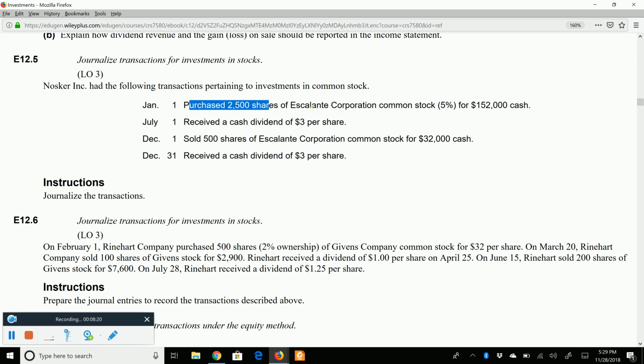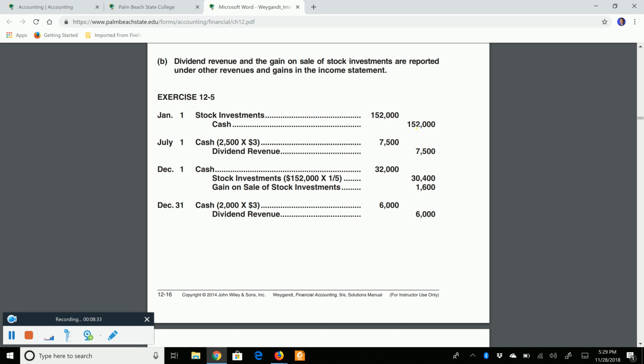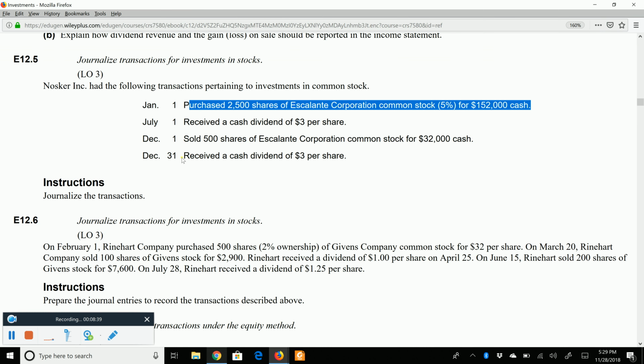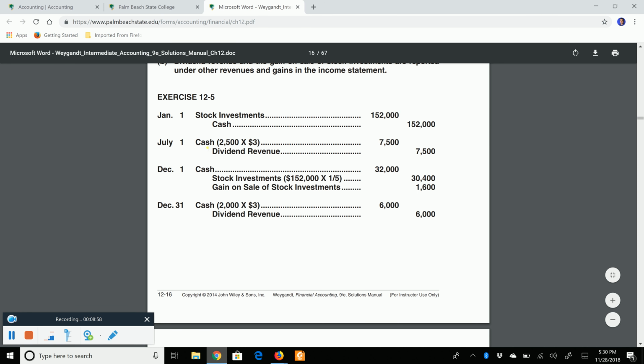Okay, so we said we bought that. Let's read it again. We purchased all of that for $152,000 cash. So, we're going to debit the asset account stock investments, and we wrote a big check. So, we will reduce the cash account with a credit. That was on January the 1st. Now, 6 months later, it says July 1st, Nosker received a cash dividend of $3 per share. Now, remember, how many shares did we buy? Well, if we come back up here to January 1st, we purchased 2,500 shares. So 2,500 times 3, that is $7,500.